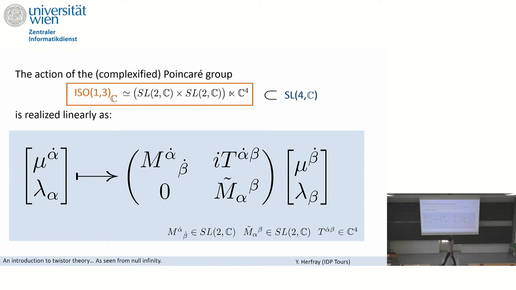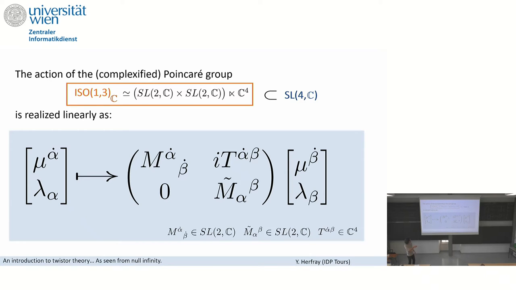This M is SL(2,C), one of the copies. The M tilde is another copy of SL(2,C). If you were working with a Lorentzian reality condition, they would be complex conjugates, but here everything is complexified, so they are independent. And this T is translation. With the reality condition imposed, it would parameterize R^4, but here it is just C^4. Because we are thinking of it as inside the conformal group, inside SL(4,C), it naturally acts on C^4. So this is a parametrization of C^4.